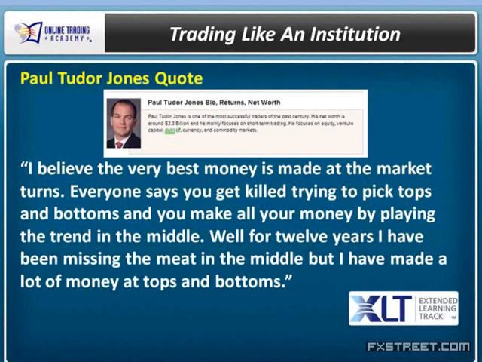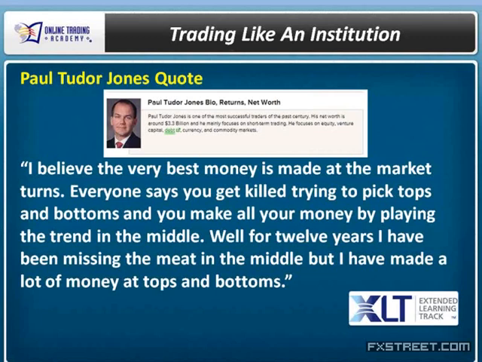Everybody know who Paul Tudor Jones is? Let me know here in the chat if you've heard of Paul Tudor Jones. Considered one of the best traders of our lifetime, right? Paul Tudor Jones, as you see here, is one of the most successful traders of the past century. His net worth is around $3.3 billion. He mainly focuses on short-term trading.